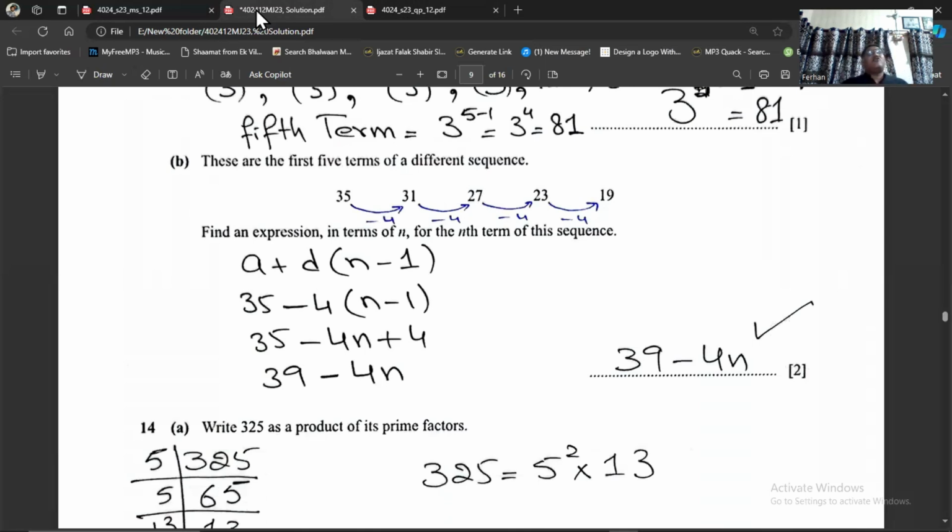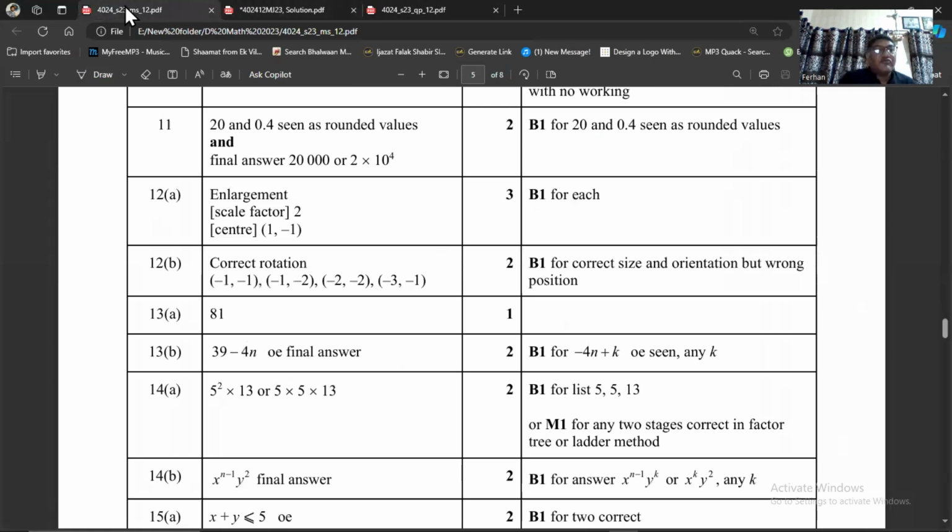So I can find the nth term of an arithmetic sequence as a plus d bracket n minus 1 bracket close. a means the first term, which is 35 here, and d is -4. So 35 minus 4 bracket n minus 1. And then we will have 35 minus 4n plus 4, and that will be 39 minus 4n. So 39 minus 4n is the nth term.